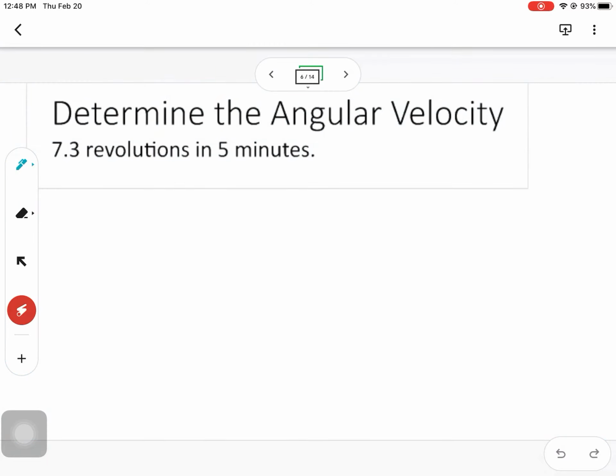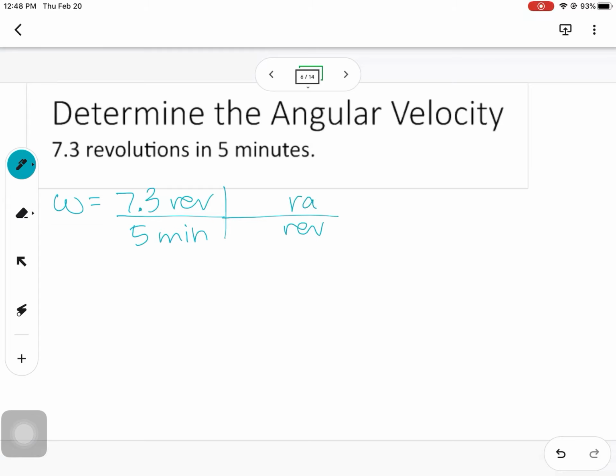So, for example, here, 7.3 revolutions in 5 minutes. It does not specifically say which unit of time or unit of measurement I want it in, so I'll do this in a couple of ways just to show you. My omega, I'm going to start it out, it's theta, which is the 7.3 revolutions per time, so 5 minutes. But I need to convert this, and I specifically need to convert my revolutions into radians.